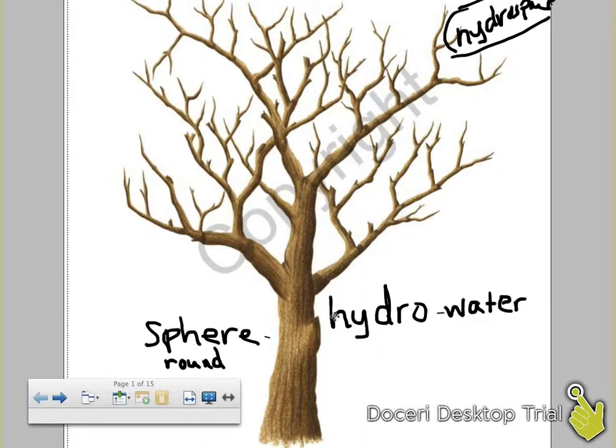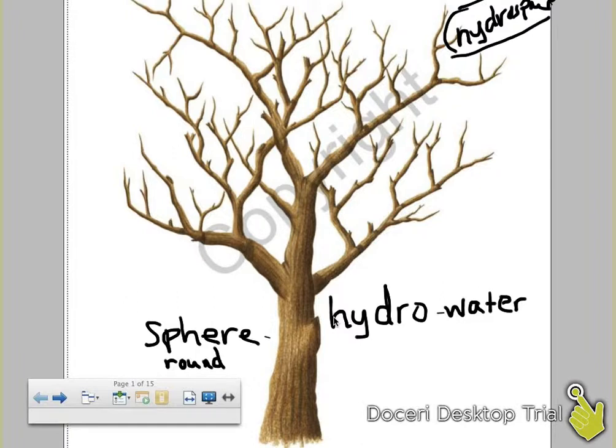What does that say? The word that we just put together with the 2 words. Hydrosphere. So what does hydrosphere actually mean? What does hydro mean? What does sphere mean? Round or circular. So what's hydrosphere? Circle of water. Do you see how your words built?